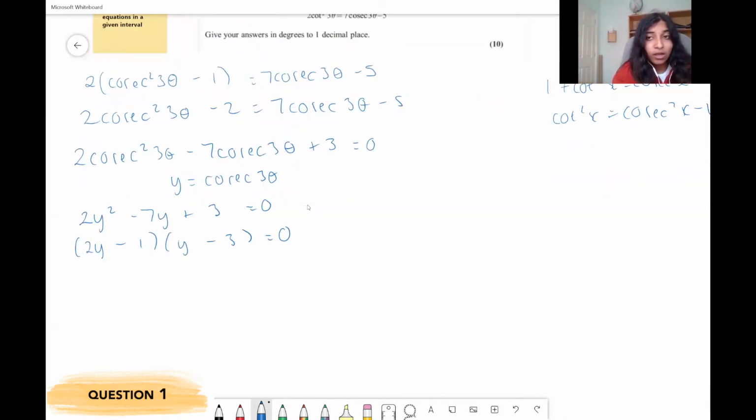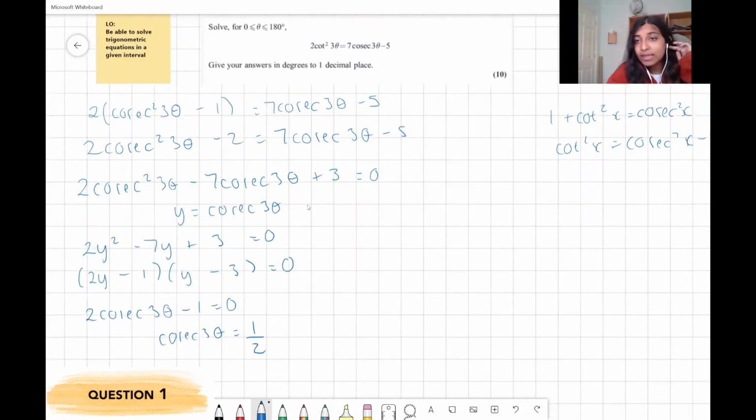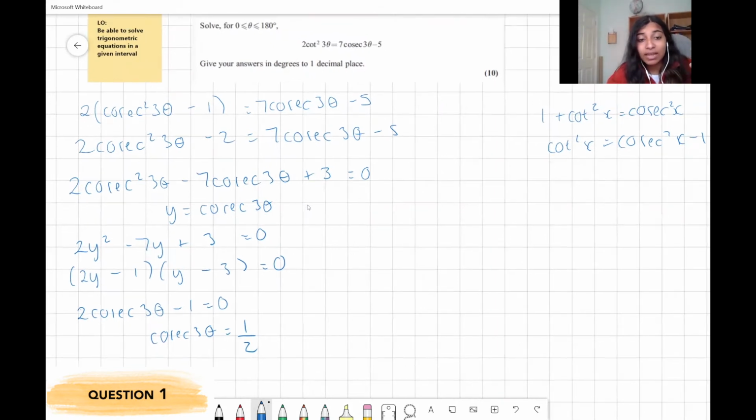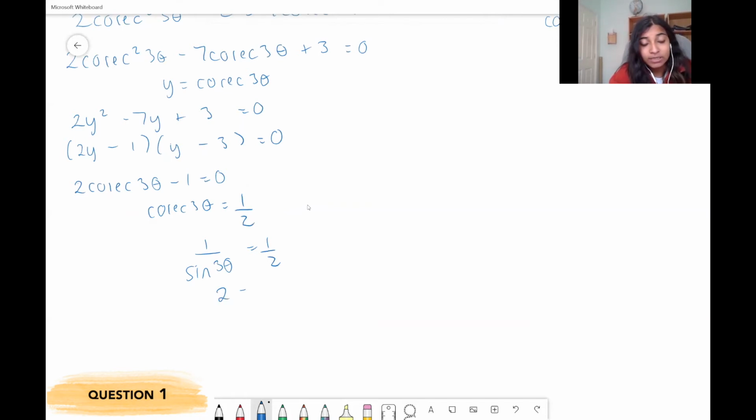So if we sub in y as cosec 3 theta, that means we'll get 2 cosec 3 theta minus 1 is equal to 0. So then cosec 3 theta is just equal to a half. So that's one of them. And then if you remember the definition of what cosec is, that's just the reciprocal of sine x. So cosec 3 theta is just the same as 1 over sine 3 theta, and that would be equal to a half. So now if we cross multiply, we would get 2 is equal to sine 3 theta.